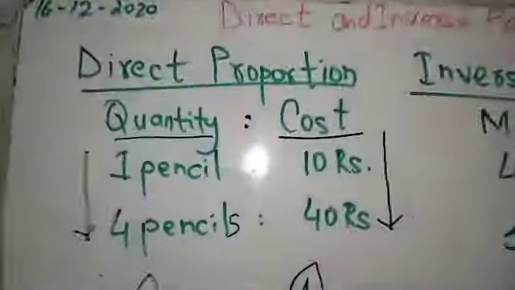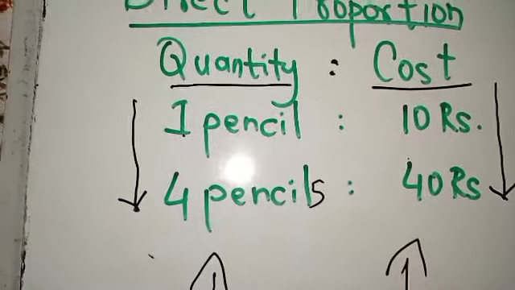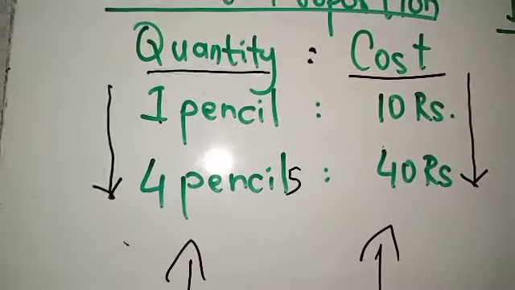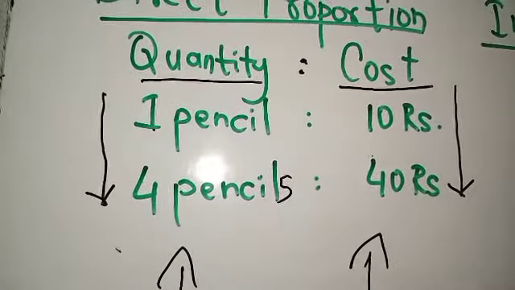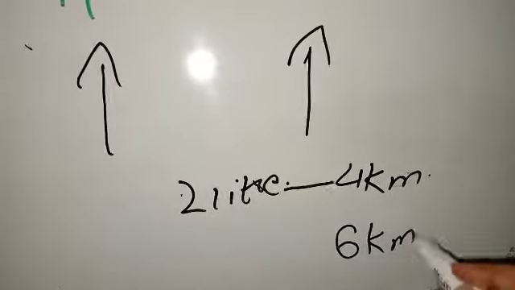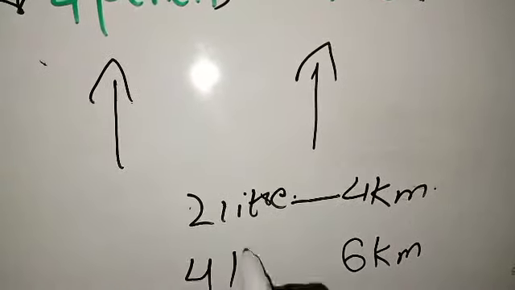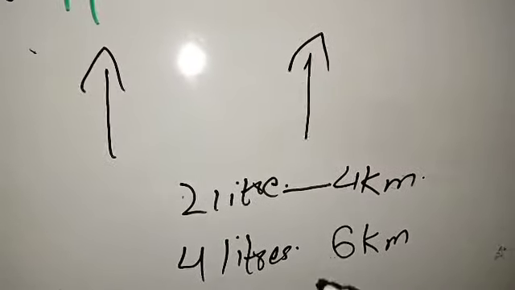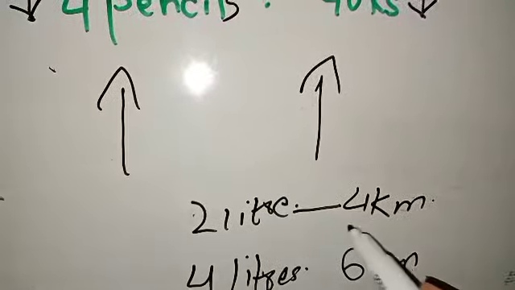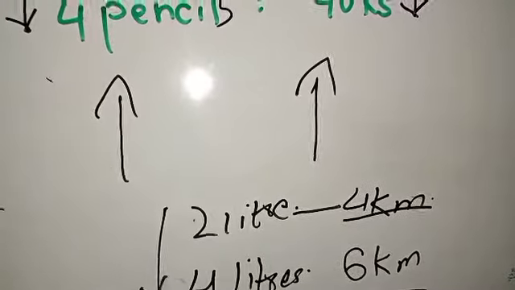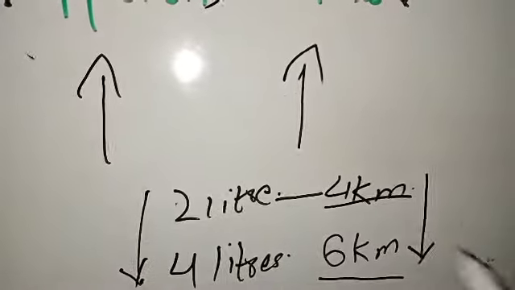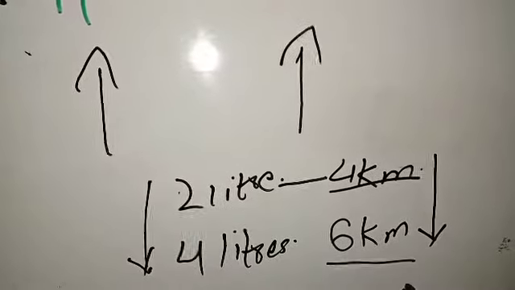I can share one more example with you. I have to cover a distance of 4 kilometers and I need 2 liters of petrol to cover this distance. If I increase the distance, now I will need more liters of petrol. Okay, this is another example of direct proportion. Why? When you increase the distance, liters of petrol will also increase. So both are increasing simultaneously. That's why it is a direct proportion.